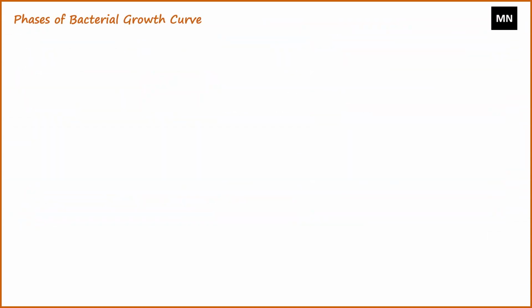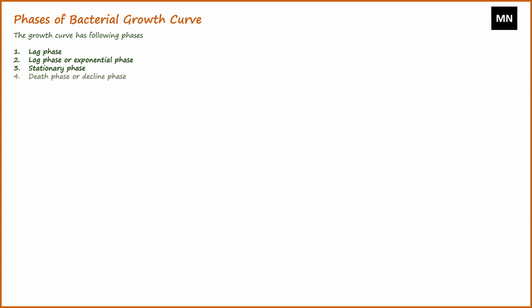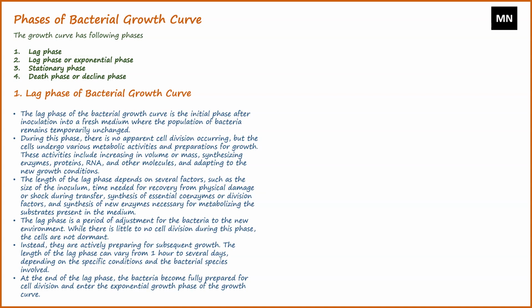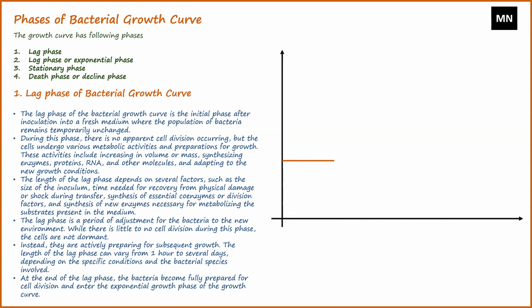Phases of bacterial growth curve. The growth curve has following phases: lag phase, log phase or exponential phase, stationary phase, death phase or decline phase. Now we will discuss the lag phase of the bacterial growth curve. The lag phase is the initial phase after inoculation into a fresh medium where the population of bacteria remains temporarily unchanged.